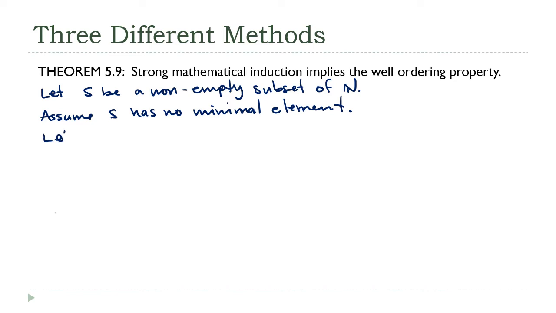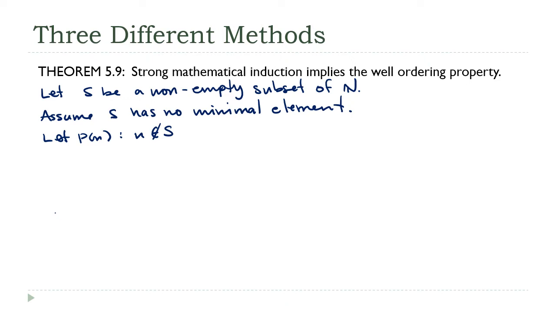Then I'm going to define this proposition. Let P of n be the proposition n is not an element of S. What I'm going to do, just kind of looking ahead, I'm going to show that this is true for every natural number, right? And doing that is going to show that there are no elements of S, right? That S has no elements in it, and that's going to contradict the assumption that it was non-empty. So I'm going to do this using mathematical induction, right?